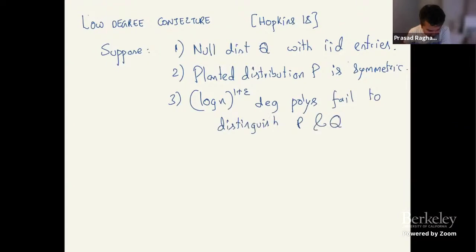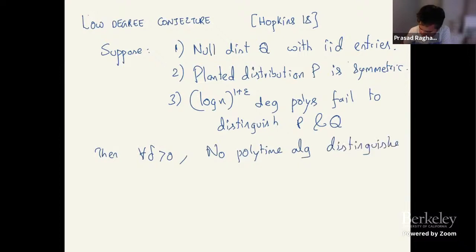So then the conjecture is that for any delta bigger than 0, no polytime algorithm distinguishes P and Q, distinguishes P and a noisy version of Q. Sorry, Q is already noisy, right? So Q and a noisy version of P. Okay, this is the conjecture that Hopkins states in his thesis.